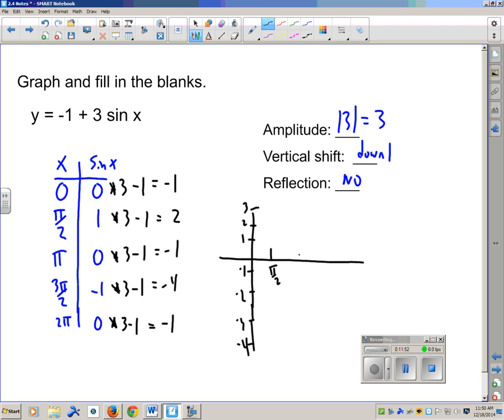Pi over 2, pi, 3 pi over 2, 2 pi. So again, up to you how you want to do this. 0, 0 is where it's normally, and then you could think about multiplying that by 3, and you're still at 0, 0, and then moving it down 1. Or you could just do your math all at once and just plot it, 0, -1. At pi over 2, normally you're supposed to be up here at 1. Multiplying that by 3, so we're up here at 3. And then we're supposed to subtract 1, so we're there at 2.